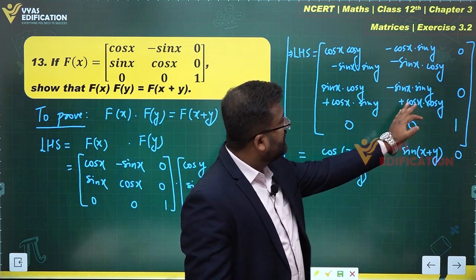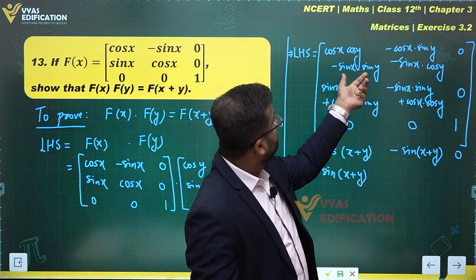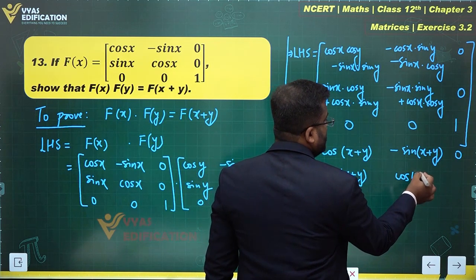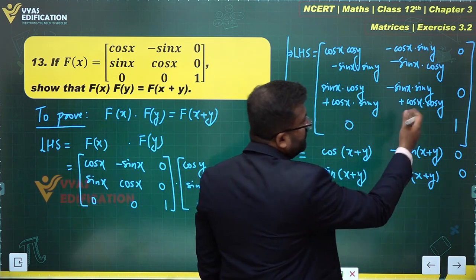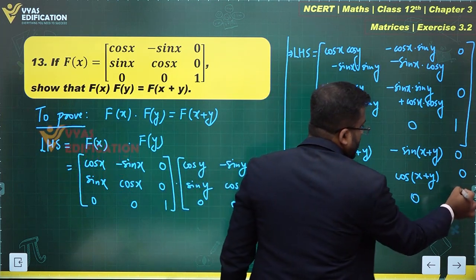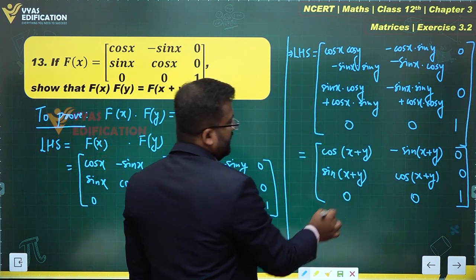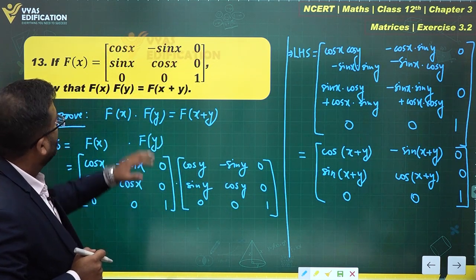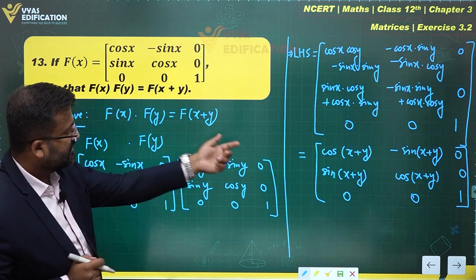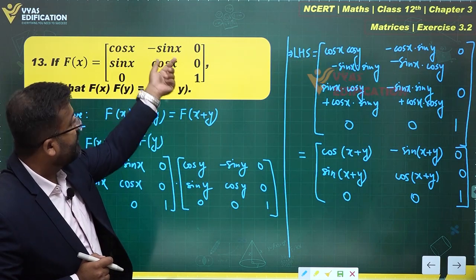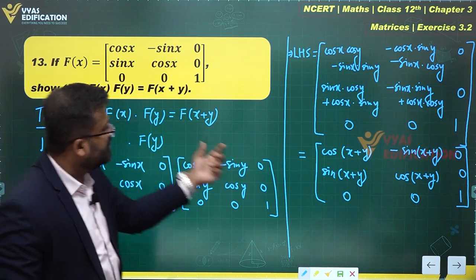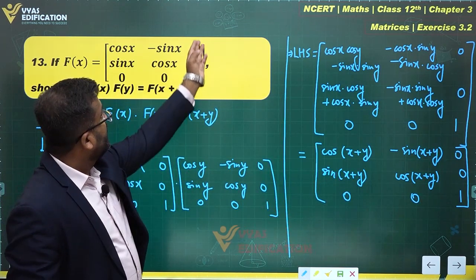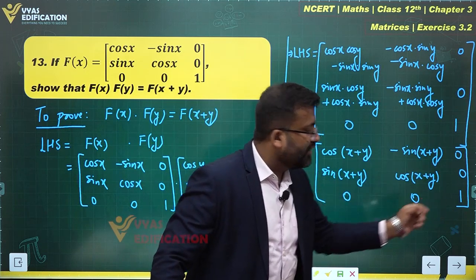What about this one? This is cos x cos y minus sin x sin y, same as this, which is cos of x plus y. This is 0 again. And the last row is 0, 0, 1, as you can clearly observe from the top. And what is this equal to? Let's compare. Instead of cos x, you have cos of x plus y. Instead of minus sin x, you have minus sin of x plus y. Instead of sin x, you have sin of x plus y. Instead of cos x, you have cos of x plus y. For these 0, 0, 1, you have 0, 0, 1 correspondingly.